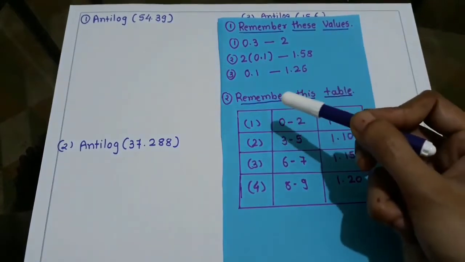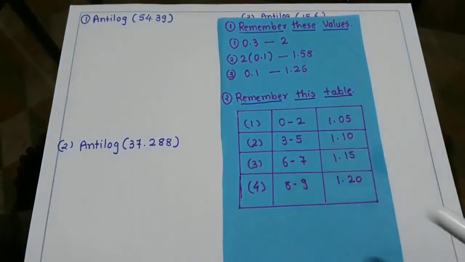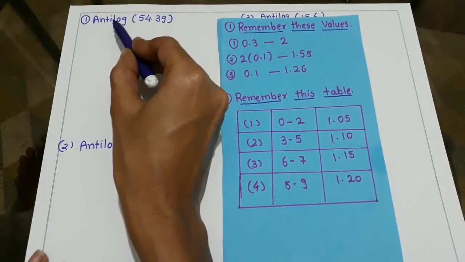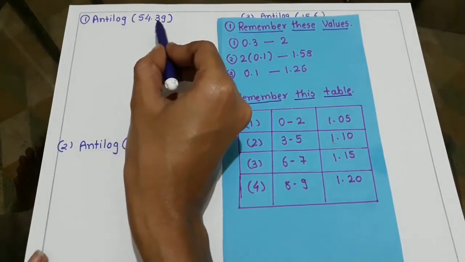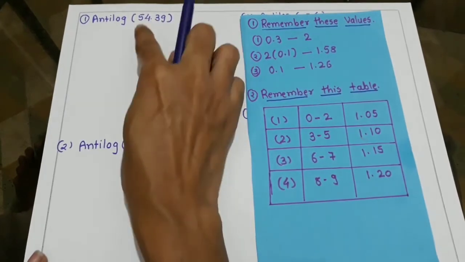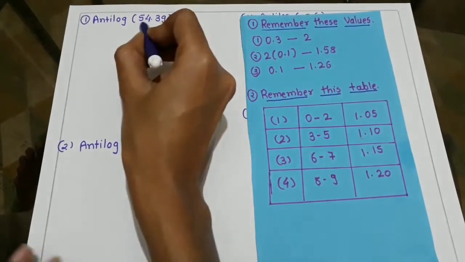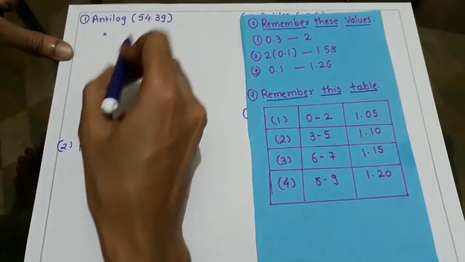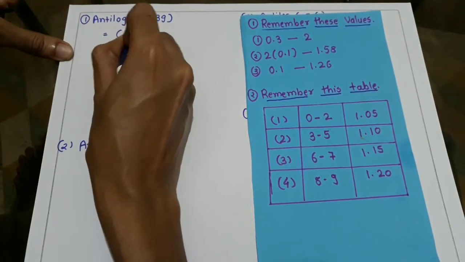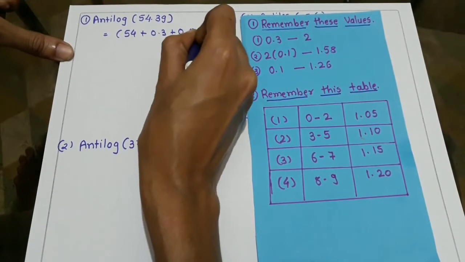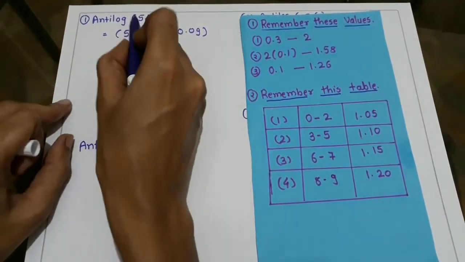With that, we have to also remember these values. Okay, now let's find the antilog of a few examples I have written over here. First of all, we will find the antilog of 54.39. Whenever we are finding antilog, the first step is to split up this number. So we will split 54.39 into 54 plus 0.3 plus 0.09. In this way I have split up this number.